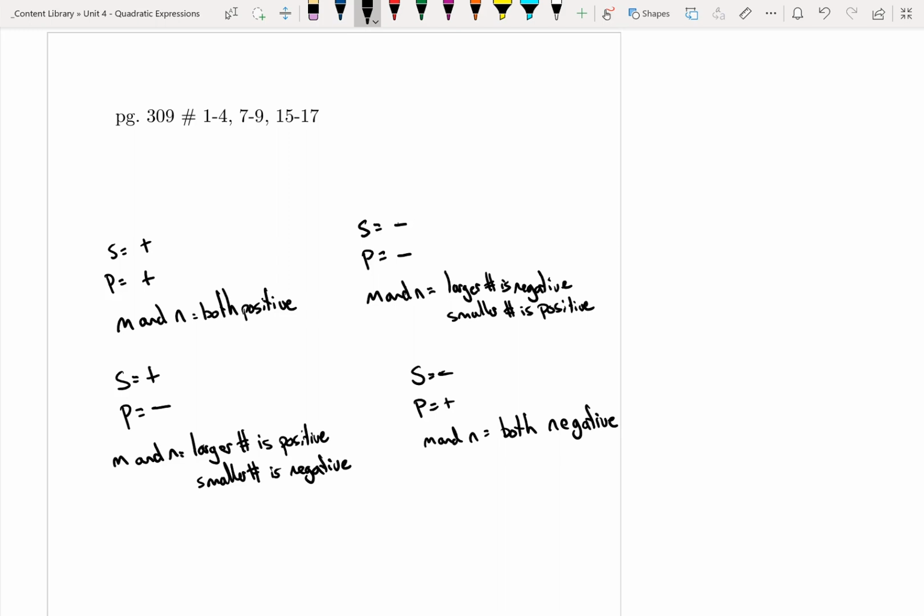Again, remember the product and sum. I'll write that down as well. S equals sum, or m plus n. P equals product, or m times n. So those are the patterns that we're looking for. We're looking for two numbers that add to a number, and the same two numbers have to multiply to another number. These are the hints to look for, or the patterns to look for when trying to figure out the signs on your numbers.